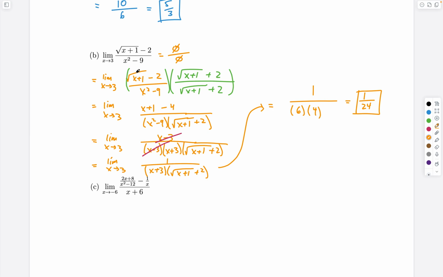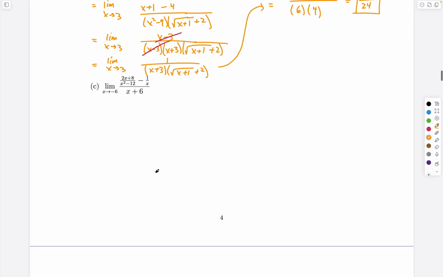Awesome. So we just got through question 2, part A and part B. We saw how we could use either factor and cancel or multiplying by the conjugate to solve these types of limit problems. Now we start to look at C. And just as we did before, we like to recognize, really before we even start the problem, what technique might prove to be useful.